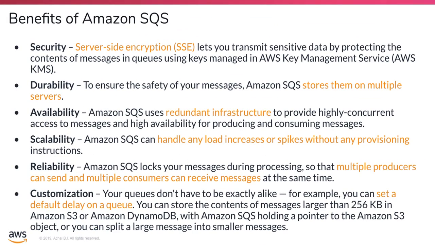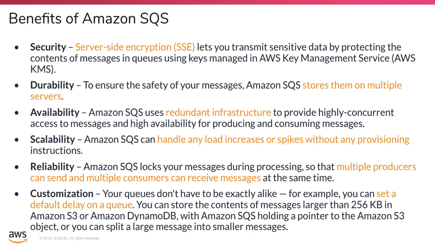So there are some benefits of Amazon SQS compared to other messaging services which are available. Basically, it provides server-side encryption, and it is stored in multiple servers. So there is high durability, and it provides high availability because it also stores in a redundant infrastructure. Whenever there are more producers, the messages are not stored in the same systems. There can be 100 distributed systems, and messages can be stored in the first four servers, and the next message can be stored in a different four servers.